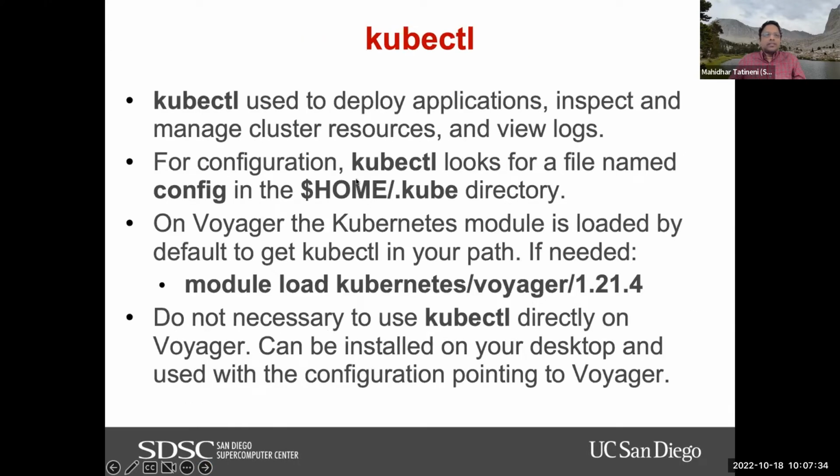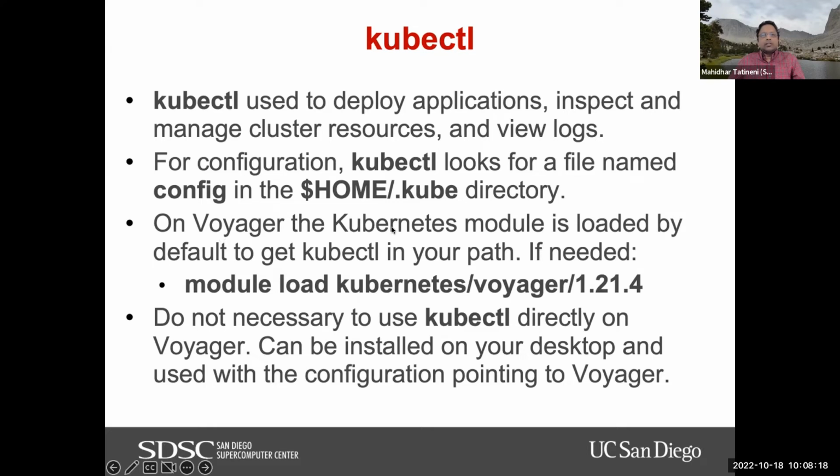And kubectl, as you saw, is what we use to deploy applications and to inspect and manage the resources. What kubectl does is look for a config file in the $HOME/.kube directory. Like I mentioned, you don't really need to run this kubectl command on Voyager. You could have kubectl installed on your laptop, and copy over the config file that points to Voyager from the .kube directory in your Voyager home directory. And you should be able to run that kubectl command from your laptop directly. You don't even have to go into Voyager.